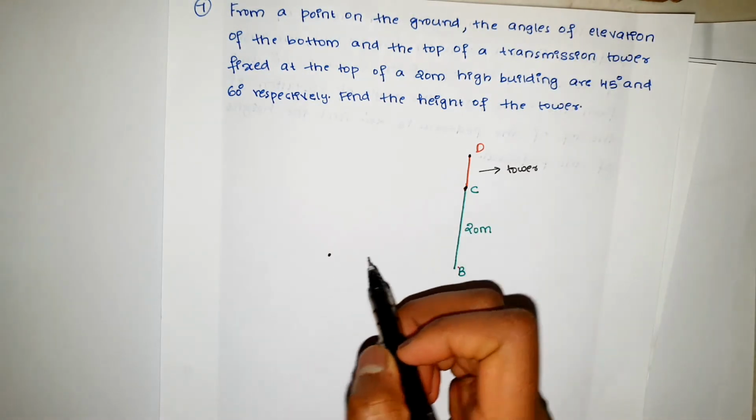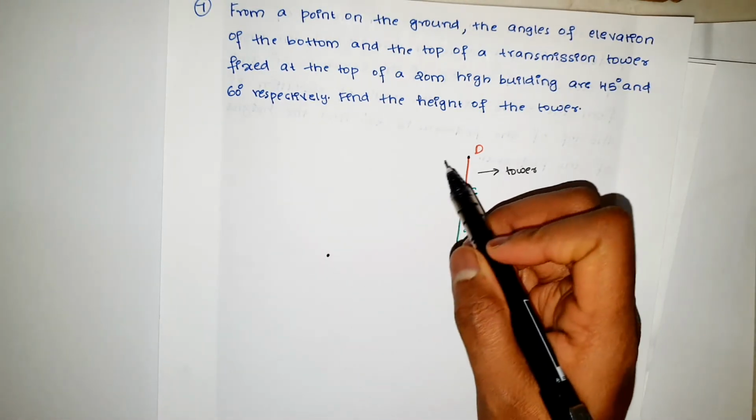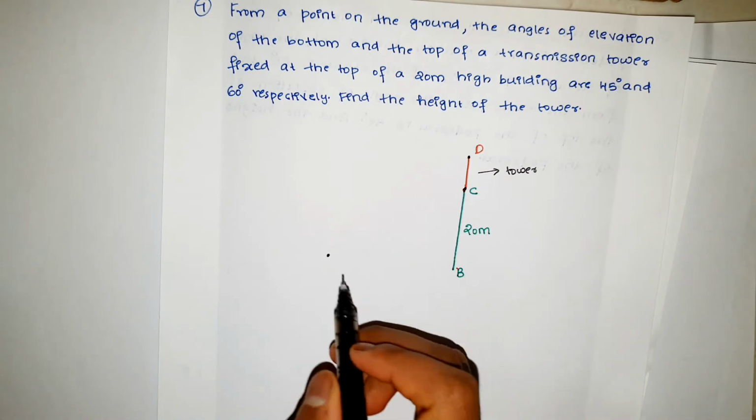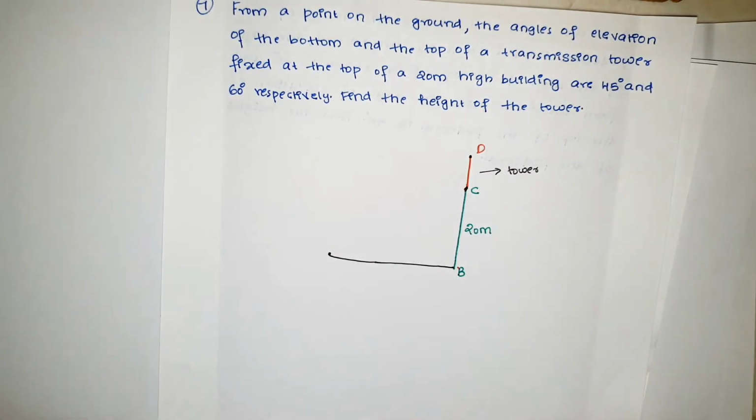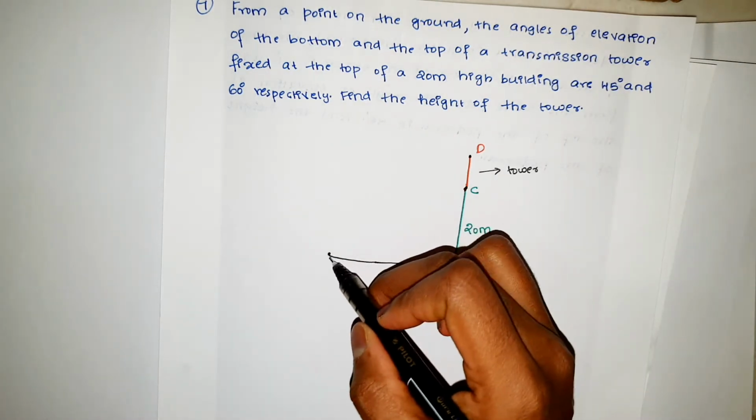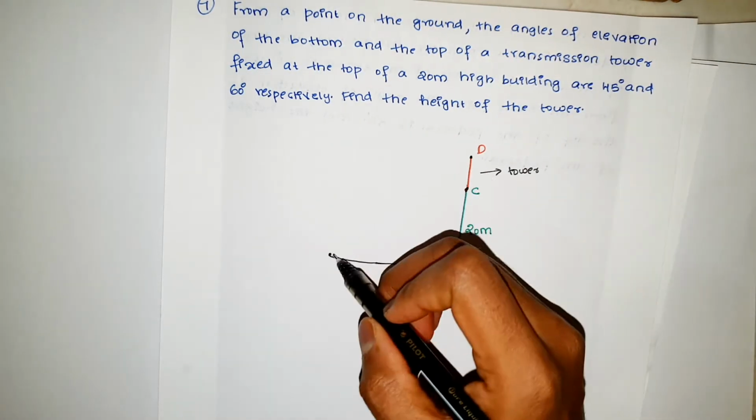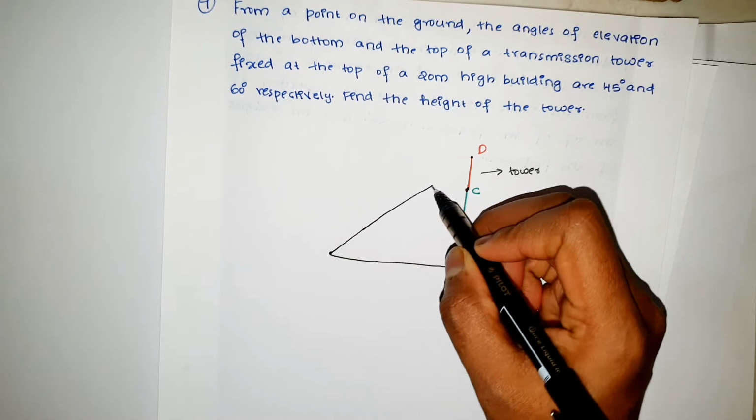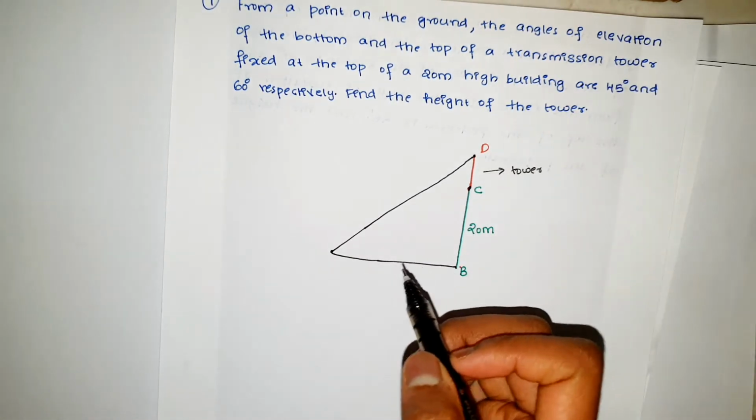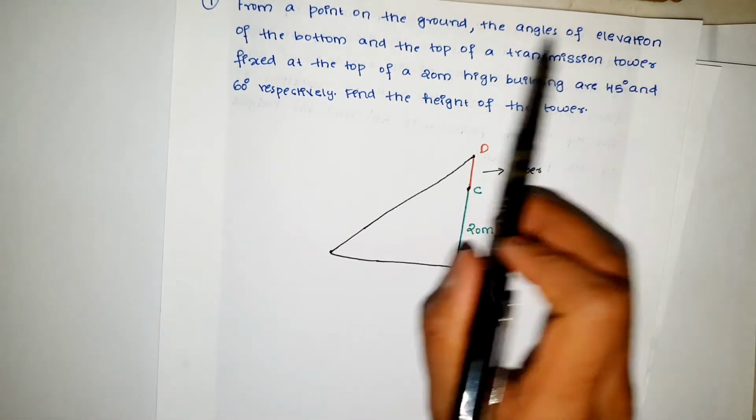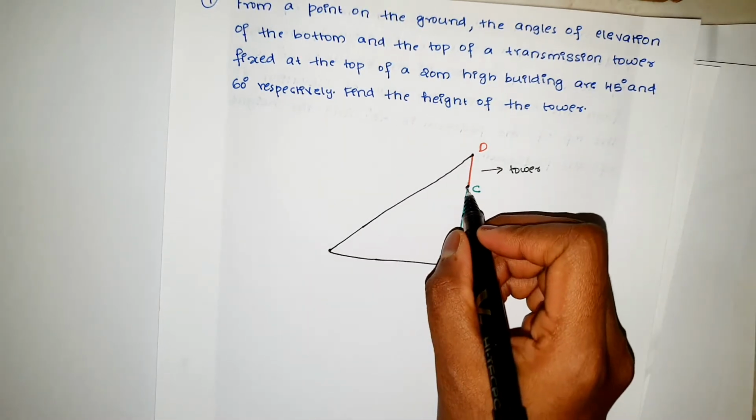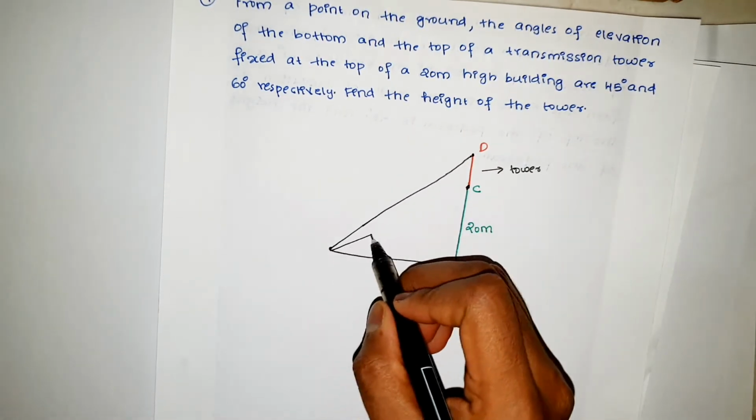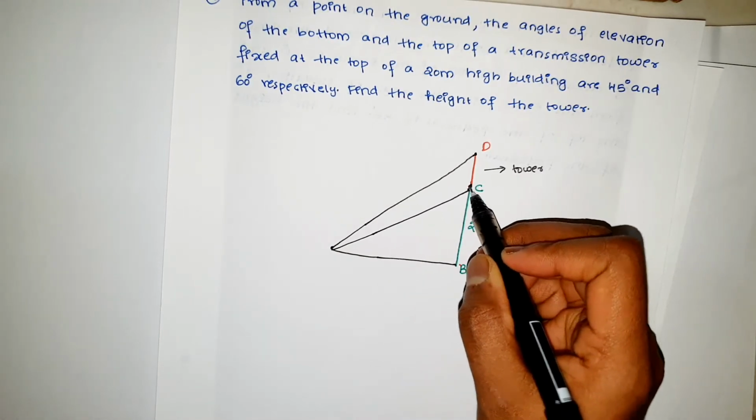So the angles of elevation of the bottom and the top of the transmission tower. Angle of elevation means the line of sight and the horizontal. So let this be the horizontal line. Okay, so angle of elevation means this horizontal and the line of sight to the top. So the angle of elevation of the bottom and top of the transmission tower. So this is the bottom of the transmission tower and this is a line of sight.